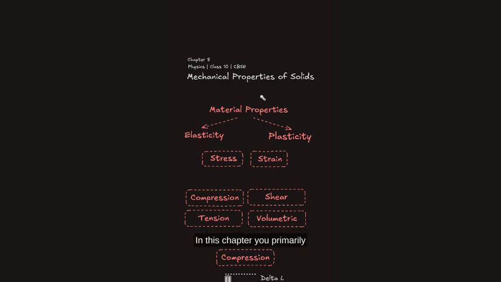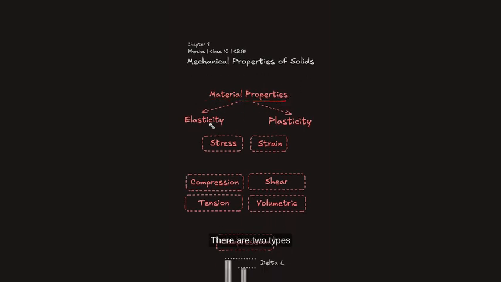At the end of the day, in this chapter, you primarily look at material properties. There are two types of properties, elasticity and plasticity. Elasticity tells you how much a material can change its shape and regain it back, whereas plasticity tells you the tendency of a material to not regain its shape whatsoever. So this is very, very important.